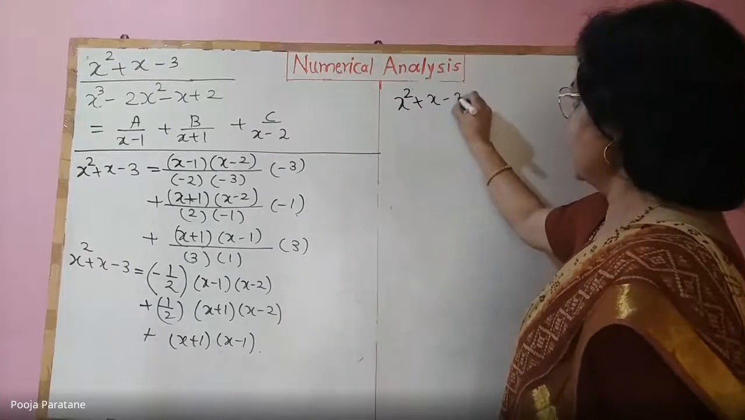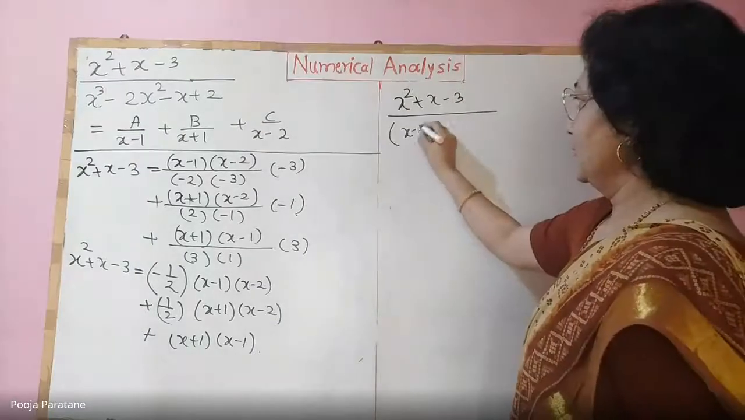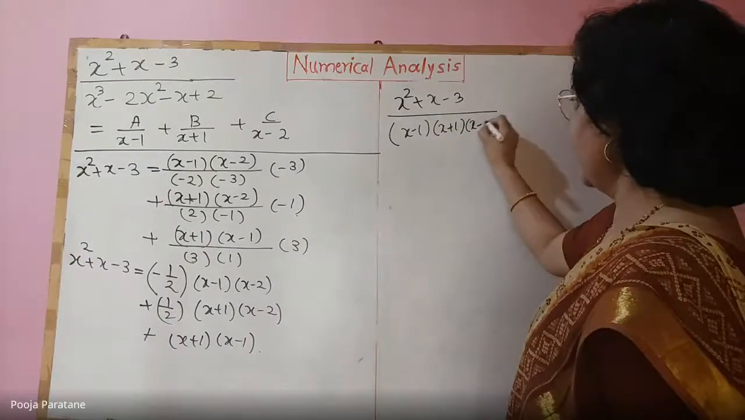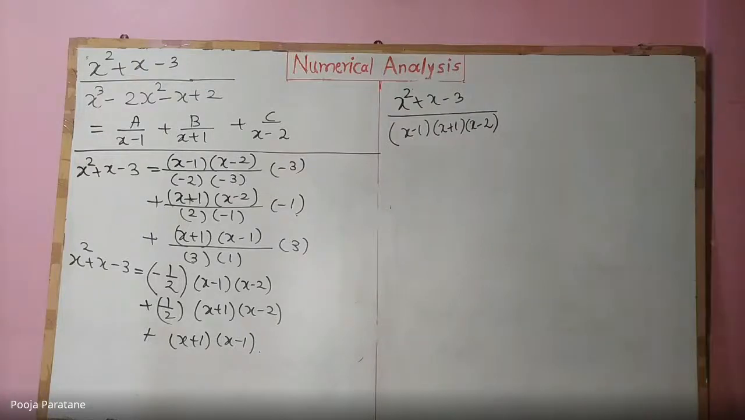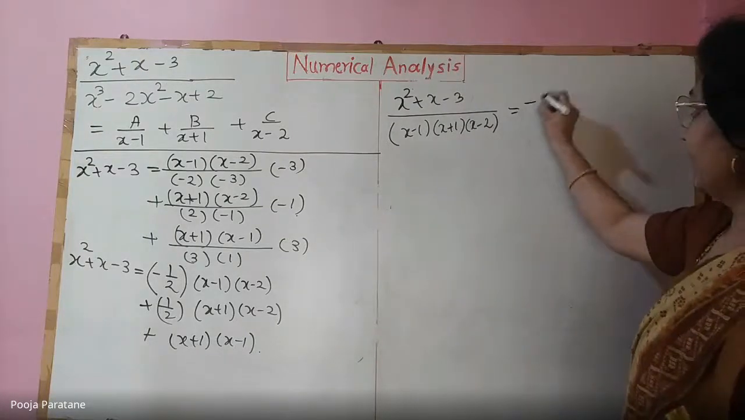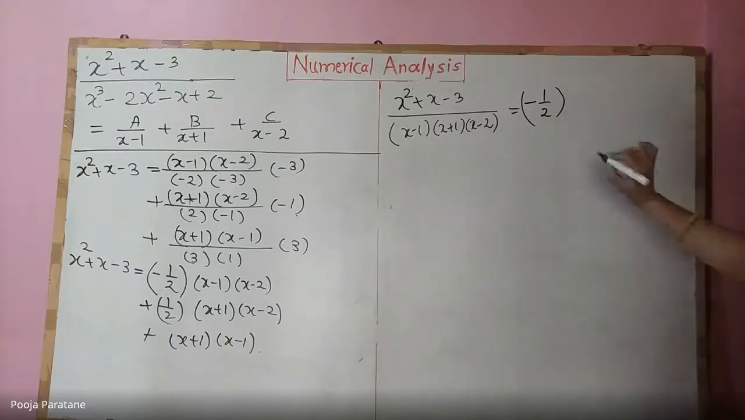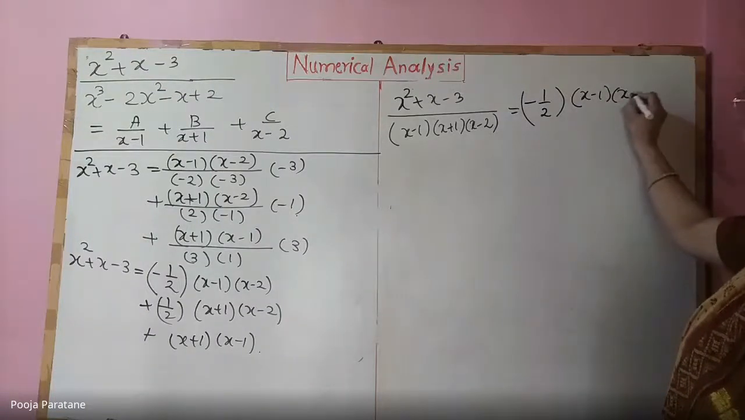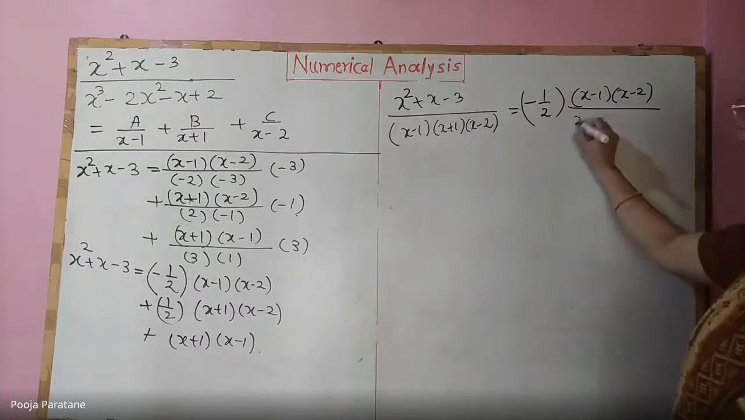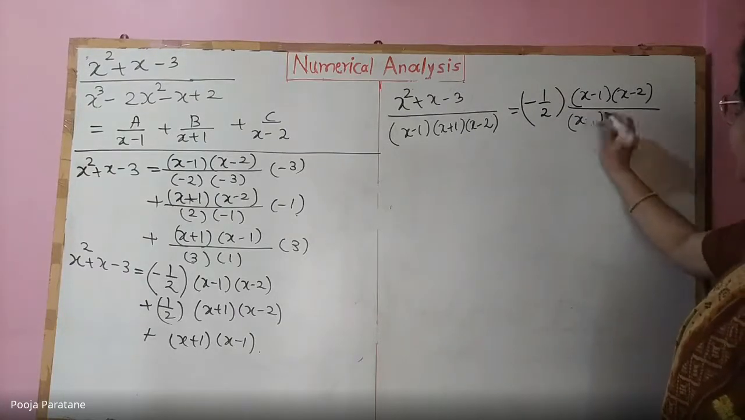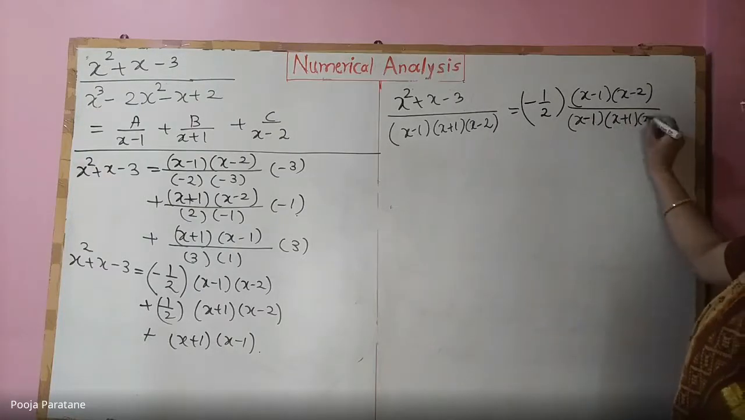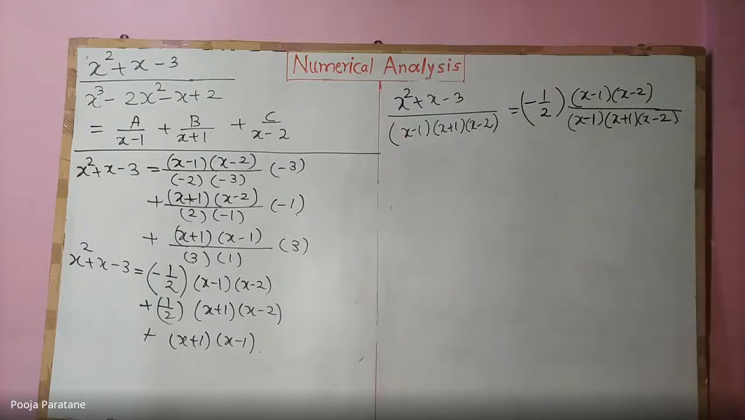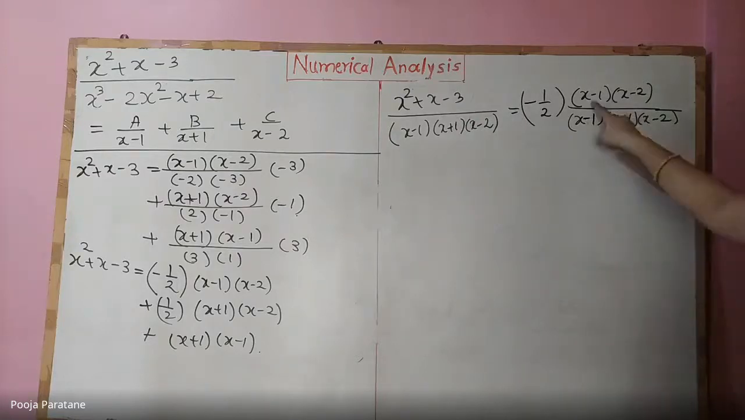x square plus x minus 3 upon x plus 1 into x minus 2. So we will divide throughout. Now this constant will be as it is. Now as it is the first term, I will write here this term. What is the first term? x minus 1, x minus 2. And we are dividing each term by this product. So look here, automatically the two factors get cancelled and only one factor will remain every time. So here x minus 1 and x minus 2 will get cancelled and only 1 upon x plus 1 remains.